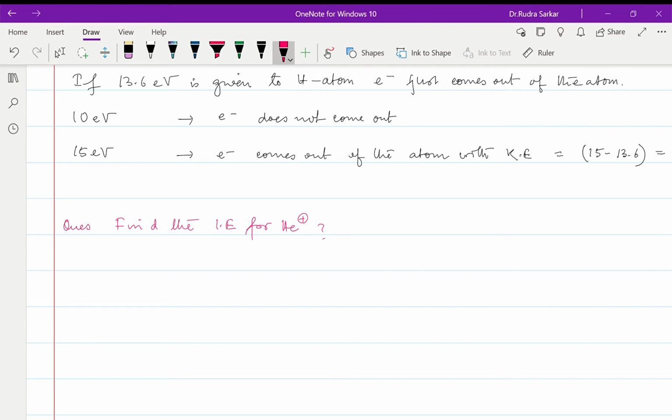And keep using the technique I've showed to you, that you don't need to remember the entire formula. You just need to remember which things vary. So for this one, I have said find out the ionization energy for He plus. What will you do?